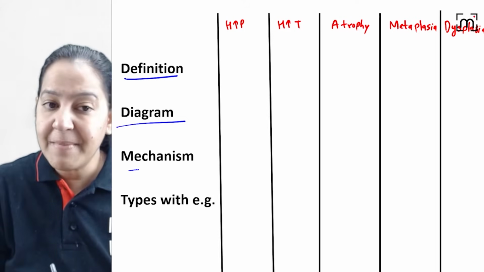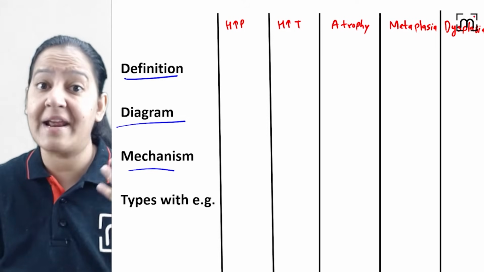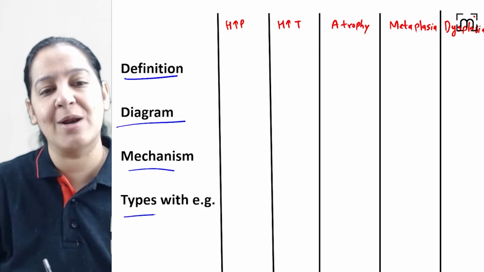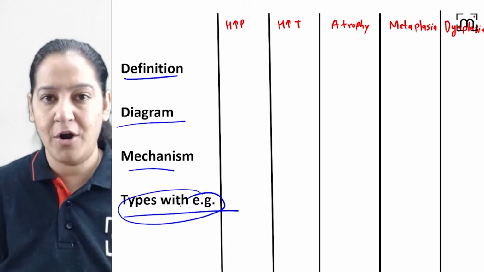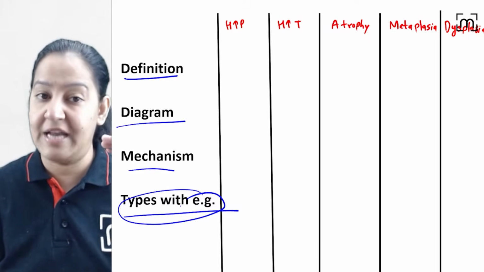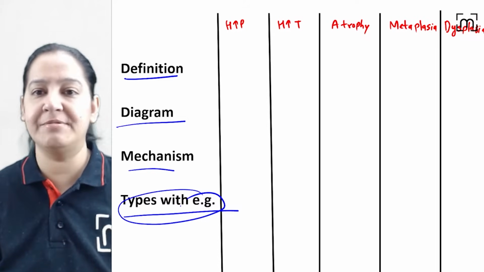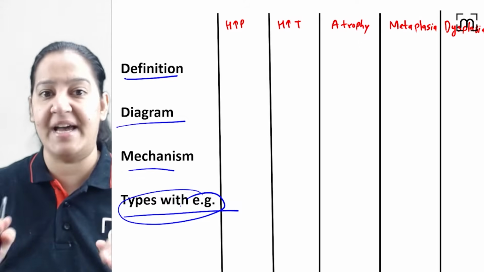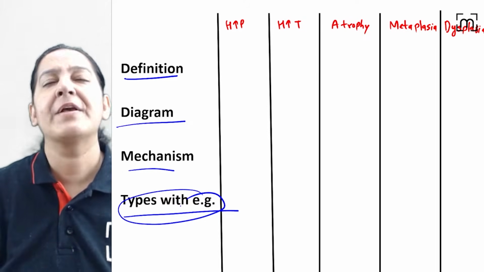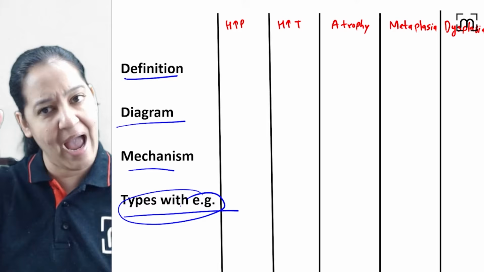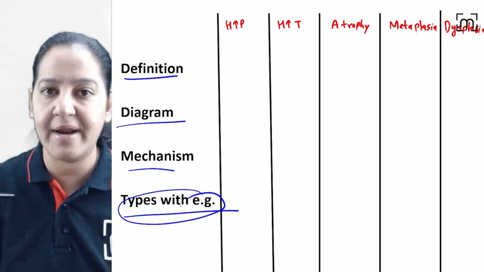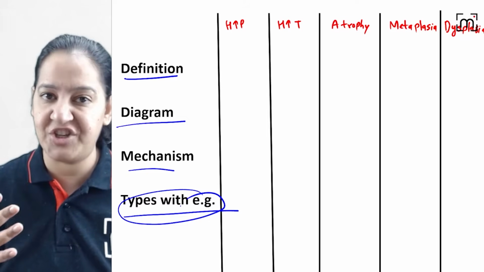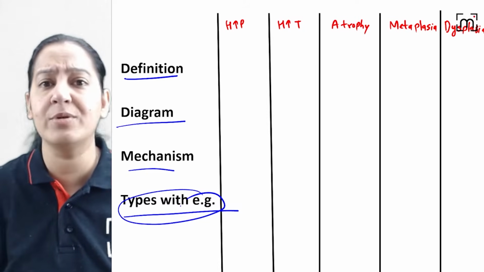Right, I will tell you the mechanism of all 5, how they are happening, and the types along with the examples. The most important, the types with the examples. You got my point? So definition, diagram, mechanism and types with example. We have to cover these headings. Make this comparative table. So at the end, you will be having this table in your hand and you have to just revise this table before going to your exam. You don't have to revise the entire chapter. Just revise this table. That is more than sufficient.